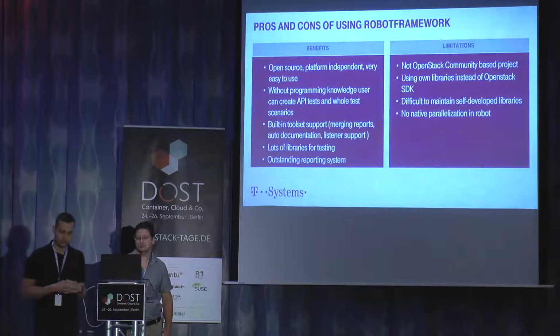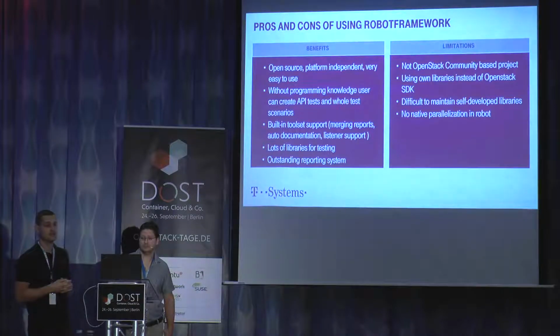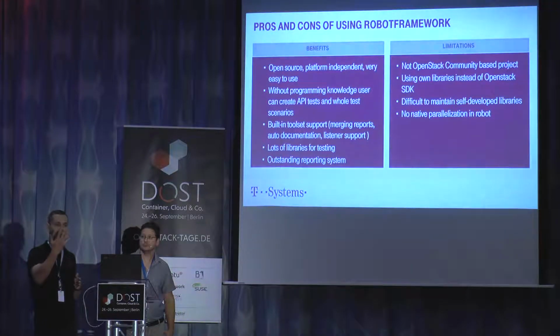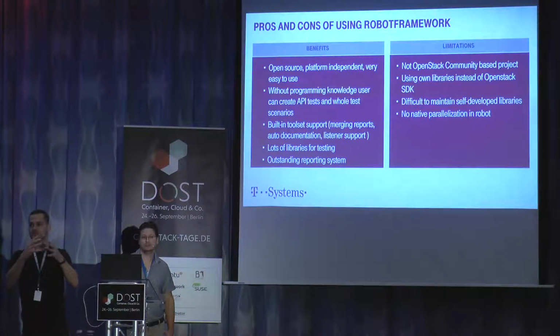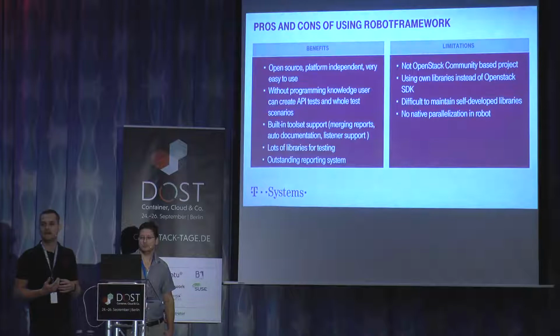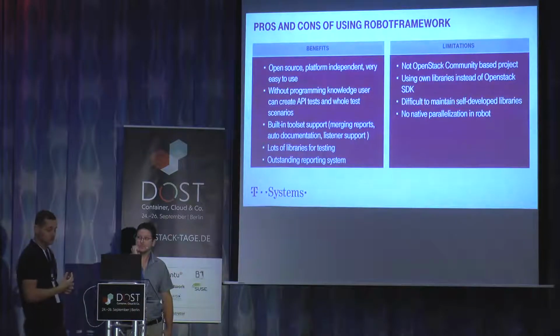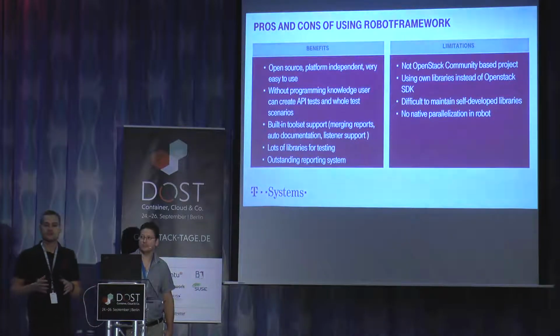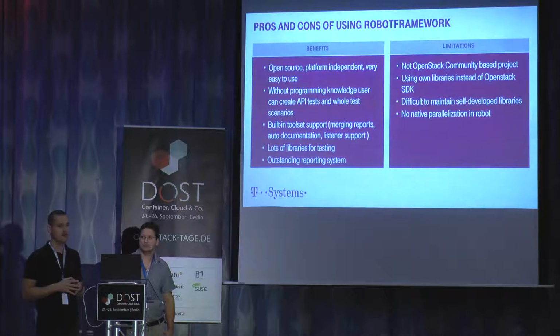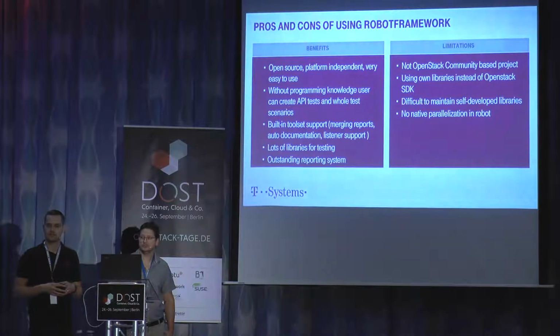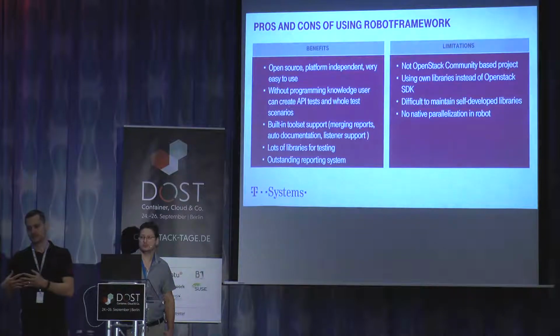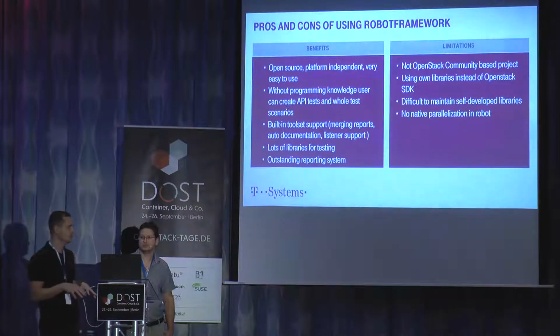Robot Framework has a couple of cool features like merging reports. We have multiple environments, we run multiple jobs, but we would like to see one consolidated report. For that, we use merging reports. The merging reports feature can merge all those reports into one HTML report, and we have one consolidated report where we see all environments. Auto documentation feature, actually we are in the middle of implementing this, but this can automatically create documentation out of the test libraries and also the test cases, so we do not need to write them manually.